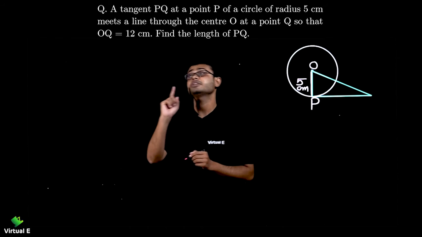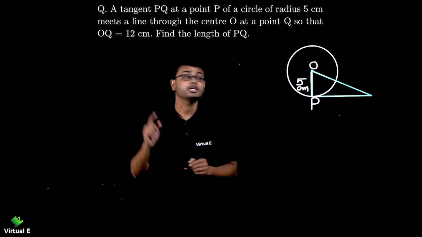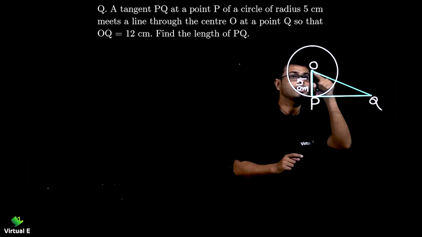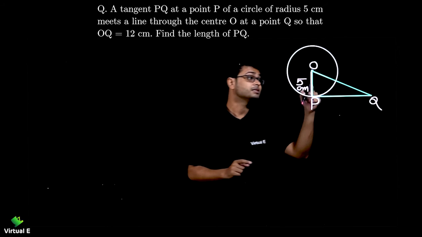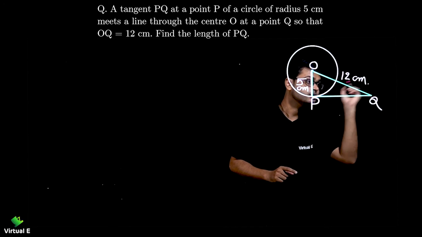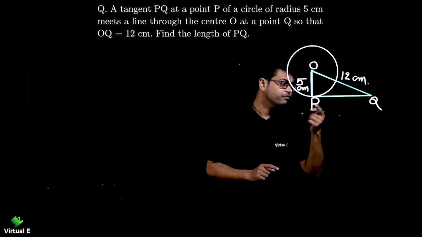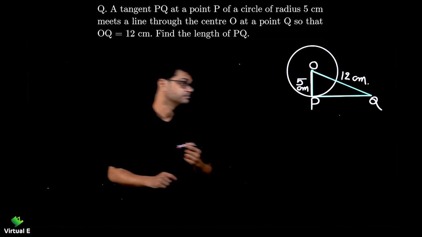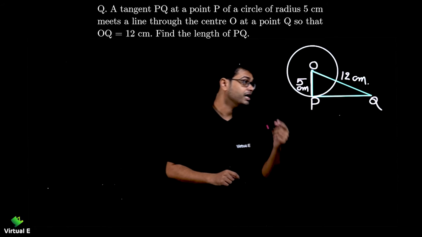It is given tangent is PQ and OQ. So PQ over here and OQ over here, right? And distance is given, which is 12 centimeter. And what we need to find? We need to find the length of tangent, which is PQ. Okay, so let's label whatever things we have so far.